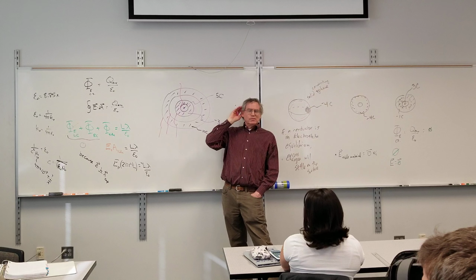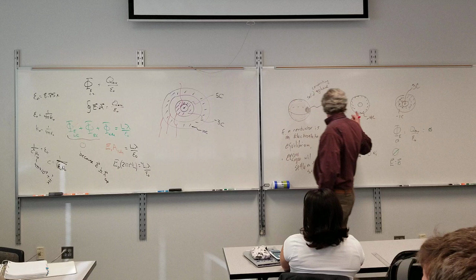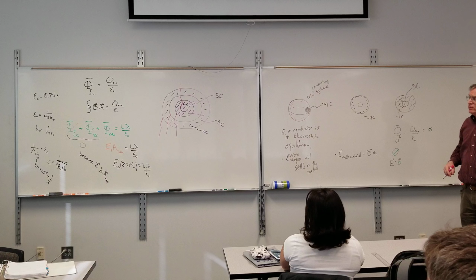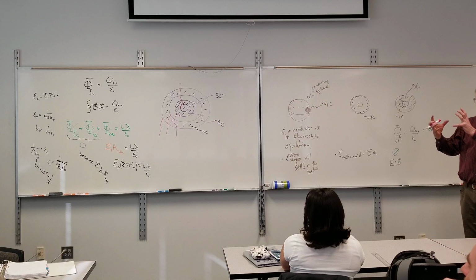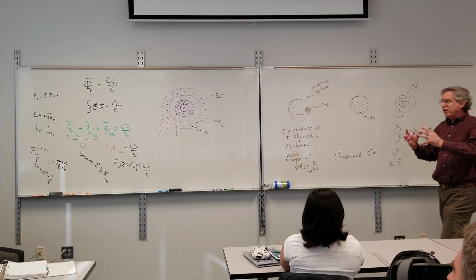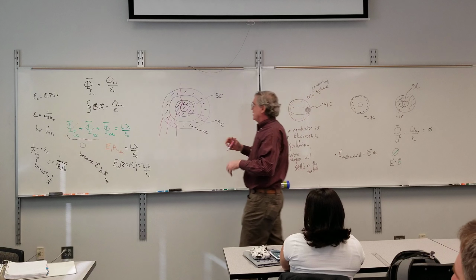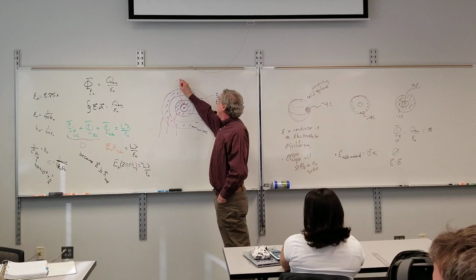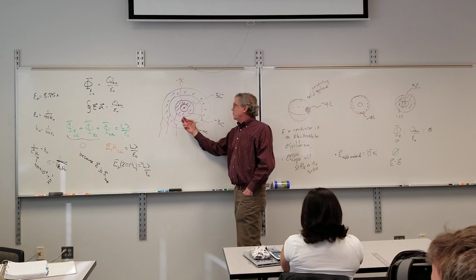Negative 5 coulombs? Yep. For the exact same reason as over here, we created a Gaussian surface. The electric field inside the fleshy part is 0, so the flux is 0, so the total charge inside that must be 0. So this is negative 5 coulombs. What is going to be here?